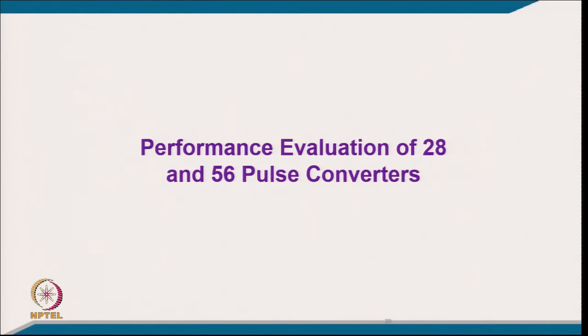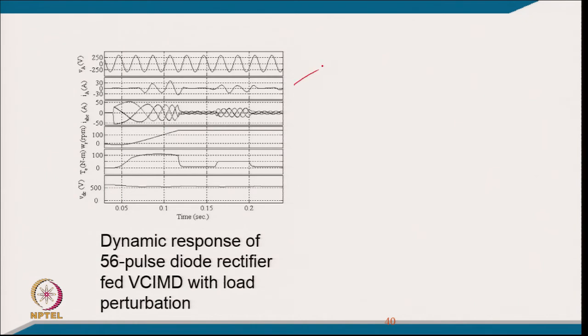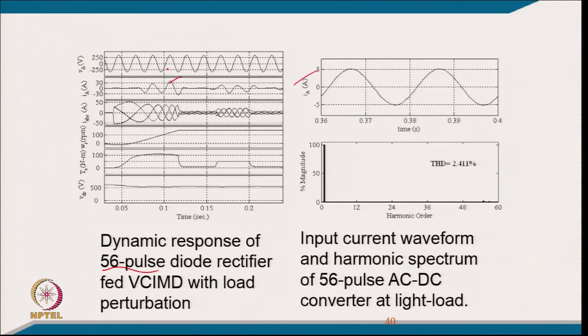And now coming to the performance, this transformer is also designed and modeled, and these are the performance of the converter with 56 pulse. You can see the current is very close to sinusoidal, and the THD here is only 2.4%, with the supply current almost close to sinusoidal.